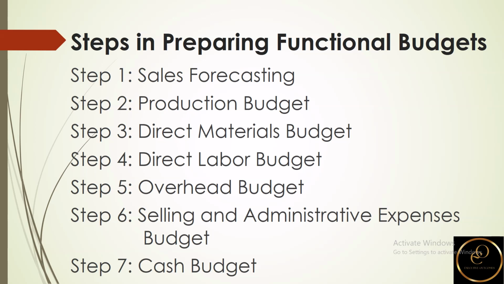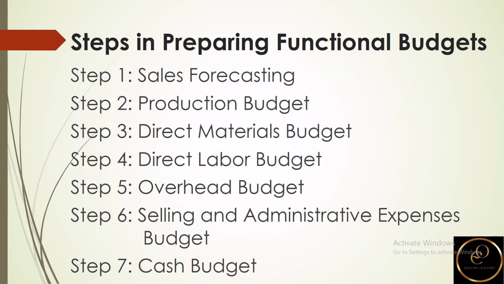When you pick one and consistently apply it year in, year out, that becomes part of your policy in the preparation of the overhead budget for that particular entity. Step 6 will require that you prepare a selling and administrative expense budget. Again, you can come up with an overhead absorption rate based on what I've just explained, so that you can plan for the cost of selling and administrative expenses.